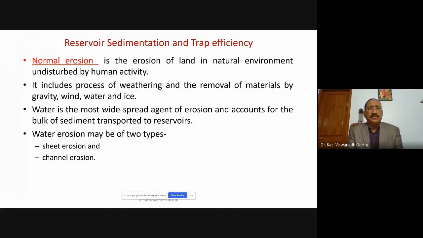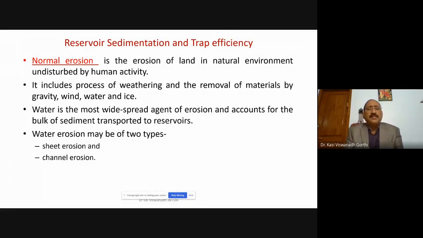A few definitions related to reservoir sedimentation. Normal erosion is the word which is used. Normal erosion is the erosion of the land in the natural environment undisturbed by any human activity. You have not constructed any dam or formed any reservoir, etc. So in its natural course in a stream or a river, because there is a flow of water with a certain velocity, whatever erosion takes place in the land, in the natural environment without any disturbance from human activity, is the normal erosion. It includes the process of weathering sometimes, and also the removal of material by the action of gravity, wind, water, ice, etc.